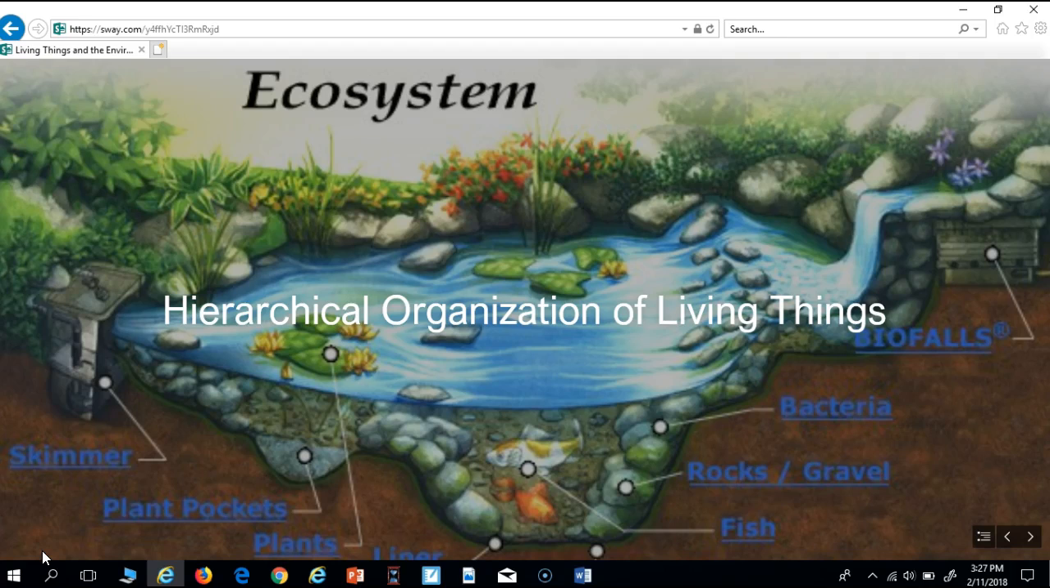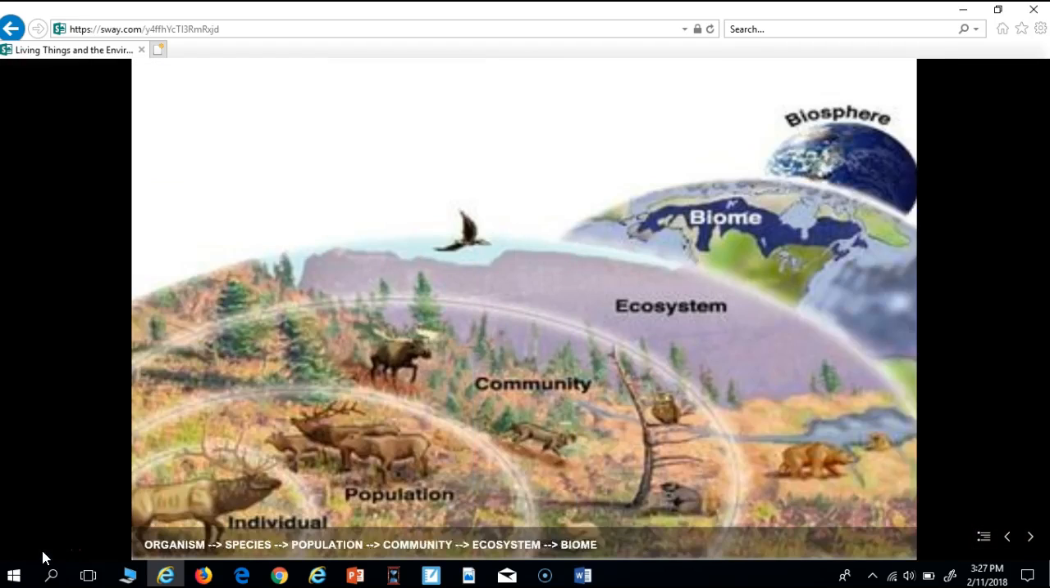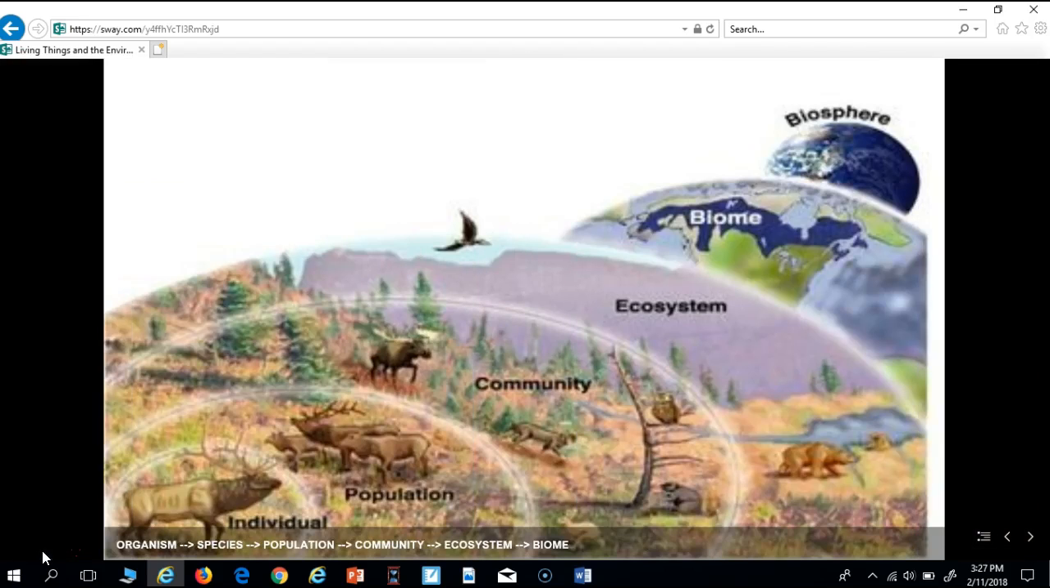So let's take one final look at the hierarchical organization of living things. We have the individual organism, which is one member of a species. Then we have the species. Then we have a population, the community, the ecosystem, and the biome. In that picture, they have the biosphere pictured, but the biosphere is what you will learn about in Earth space science. This is life science.